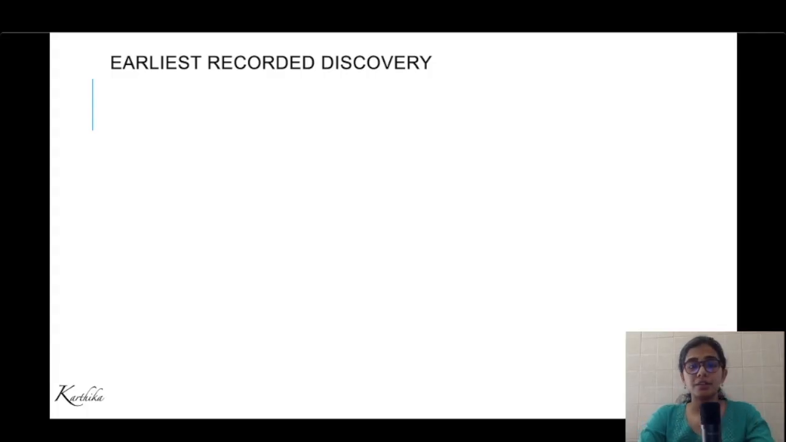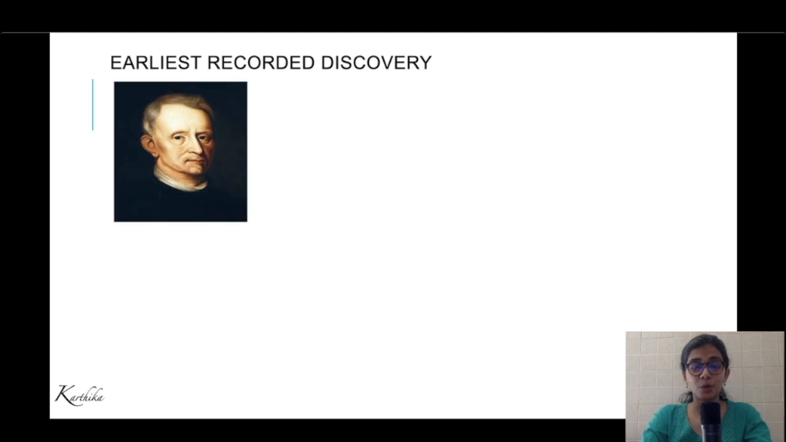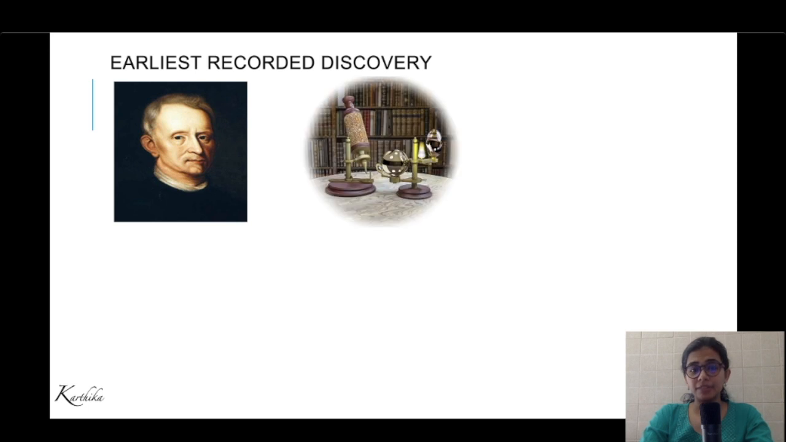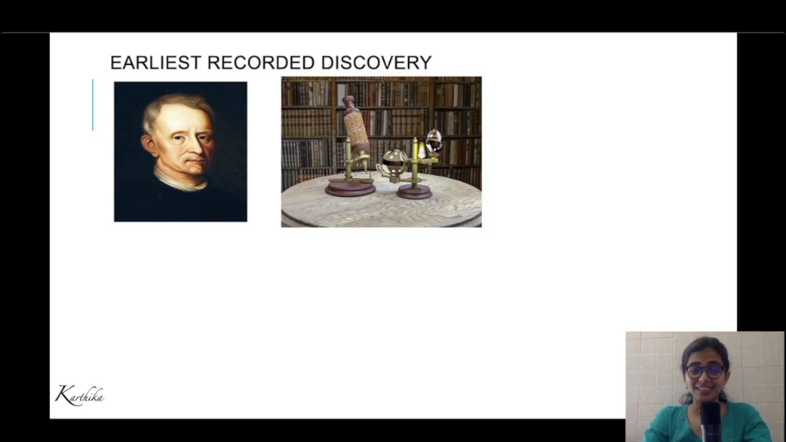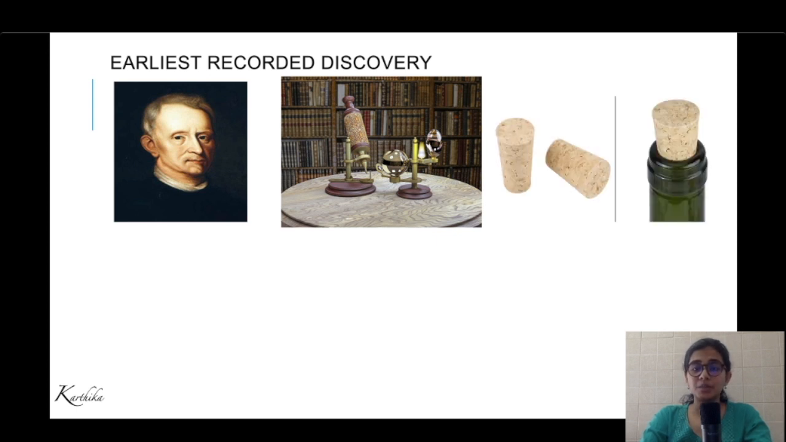So the earliest recorded discovery of a cell, which is the basic unit of life, was done by this man named Robert Hooke in 1665. He used a self-designed microscope. Look how beautiful it is. He used this microscope and took a section of cork, which we usually see used as a lid or a stopper in wine bottles or oil bottles, and he viewed it under this microscope in 1665.